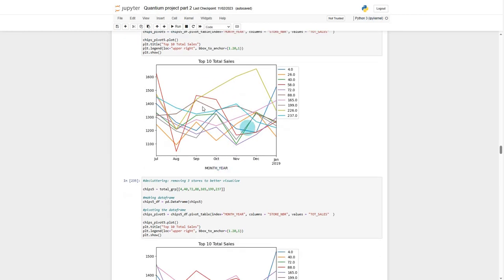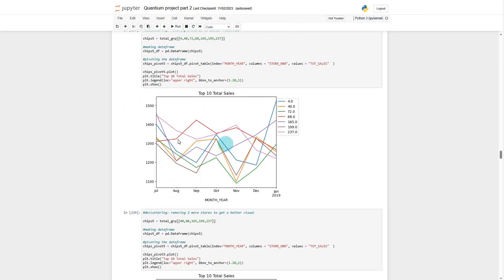And again, you can see it's really messy. So with this, I had to eliminate a few at a time to get a better picture. So this is all 10 smashed in. I eliminated a few, brought it down a bunch. So you can see 88 is right here in the red. It follows this kind of pattern. You can see 237 comes kind of close to that pattern.